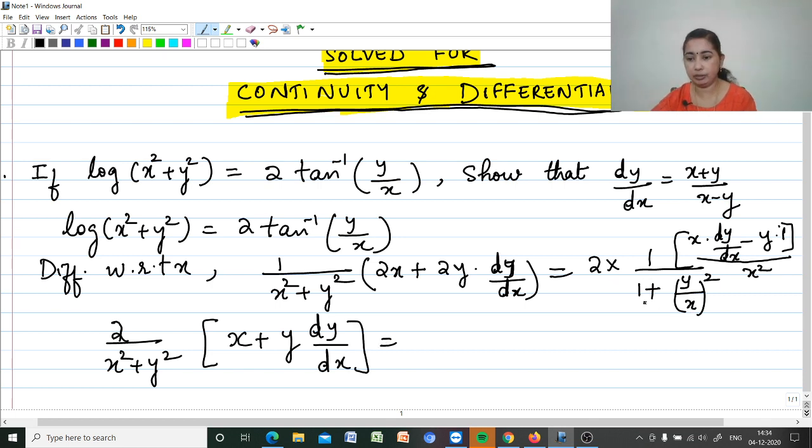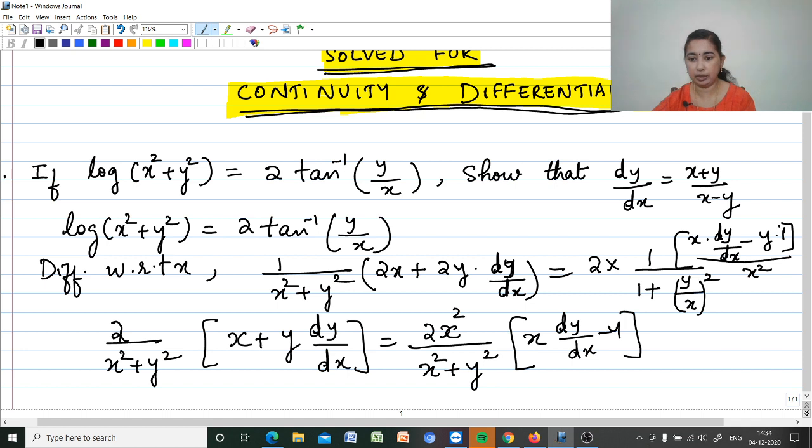Right side, here we have to cross multiply. So, 2 divided by x square plus y square by x square. That x square will come in the numerator and we can write here 2x square divided by x square plus y square into here x into dy by dx minus 1 minus y divided by x square. So, we can see here one x square and this also x square, that get cancelled.